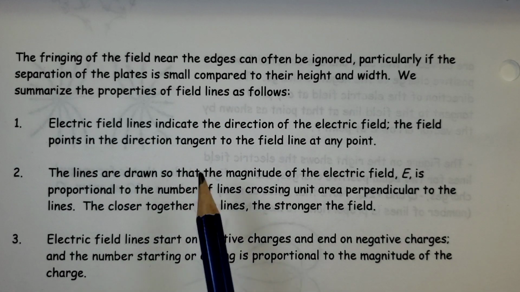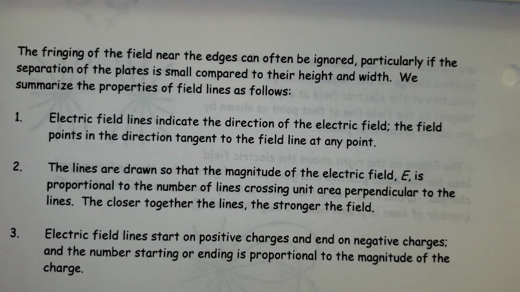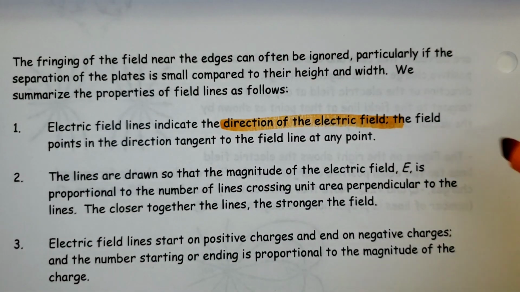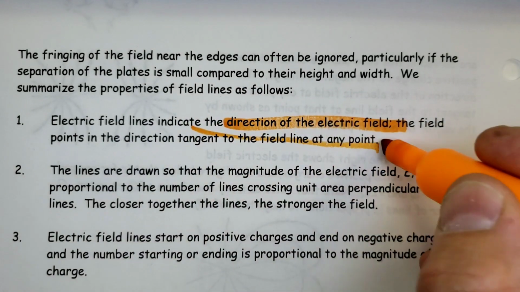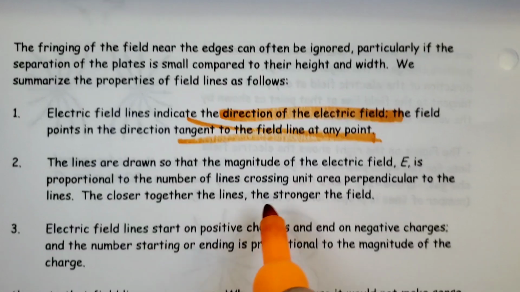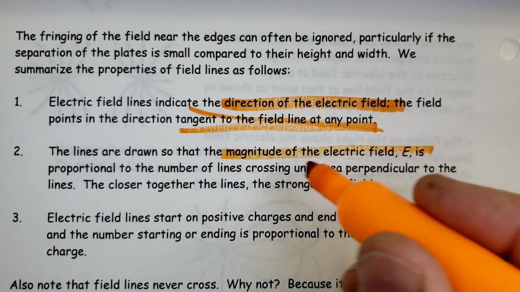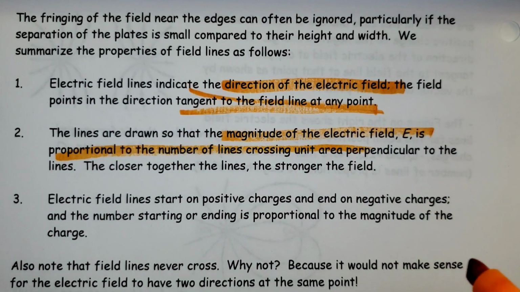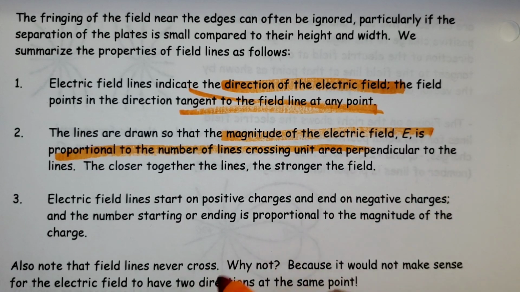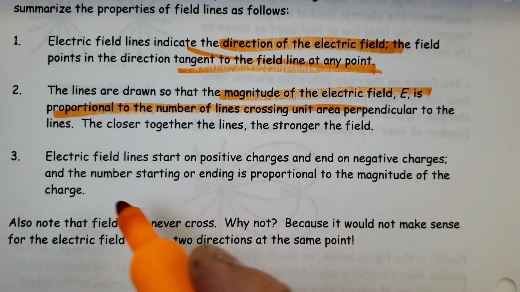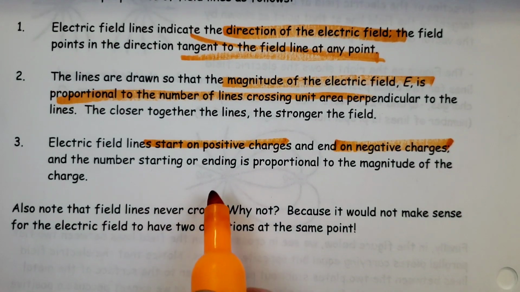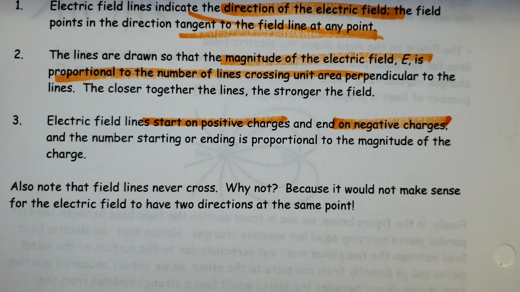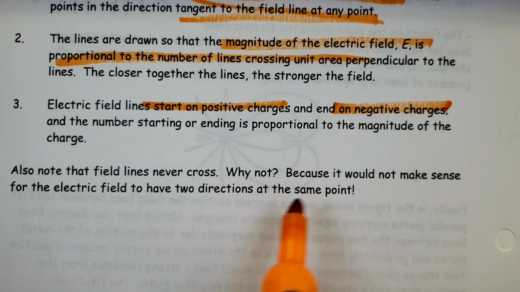So properties of electric fields here in summary. Electric field lines indicate the direction of the electric field. The field points in the direction tangent to the field line at any point. And then lines are drawn so that the magnitude or size of the field is proportional to the number of lines you see. So the closer the lines together, the stronger the field. Or the more lines you see, the stronger the field. And electric fields start on the positive and end on the negative. And the number starting and ending, again, is proportional to how big it is. Also note the field lines never cross, because it would not make sense for an electric field to have two directions at the same point.